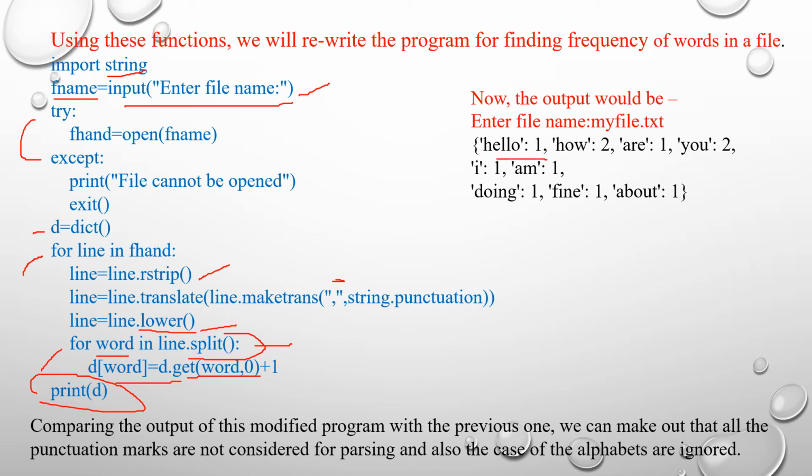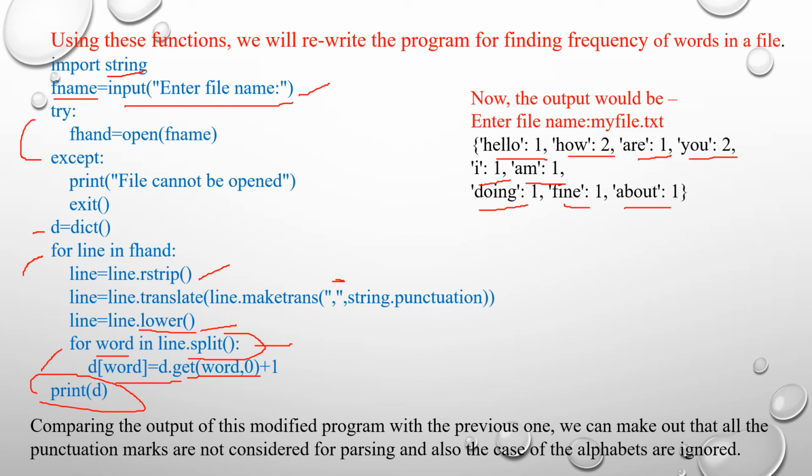So hello's number of occurrences is 1, how is 2, are is 1, and you is 2, I is 1 and am is 1, doing, fine and about are 1 each. Comparing the output of this modified program with the previous one, we can see that all the punctuation marks are not considered in parsing, and also the case of the alphabets is ignored.